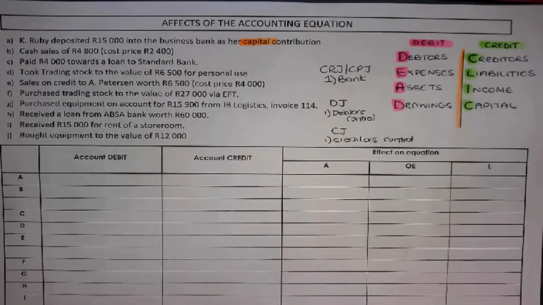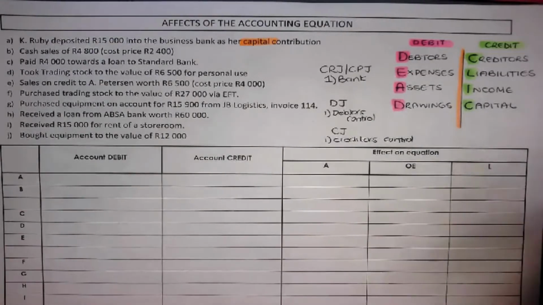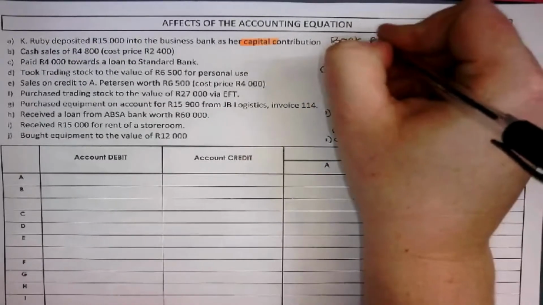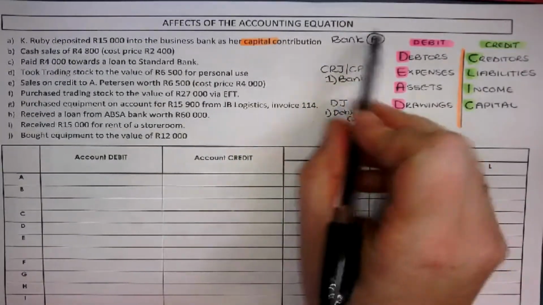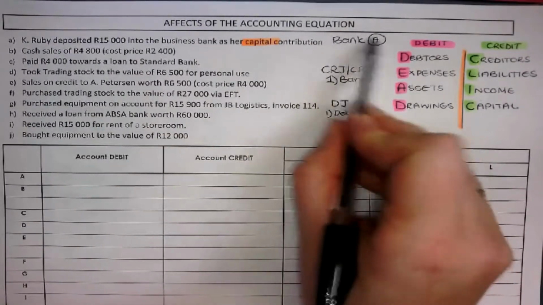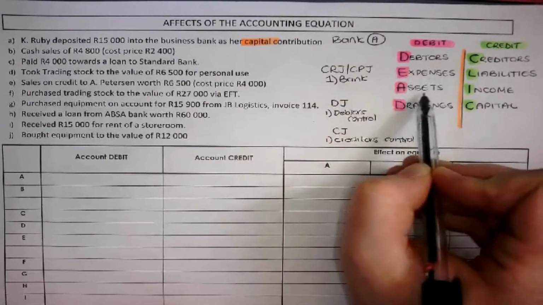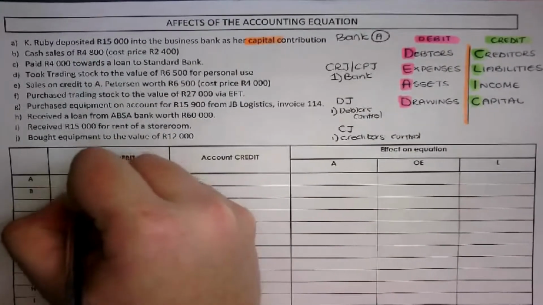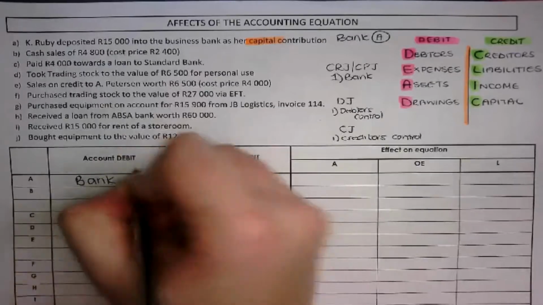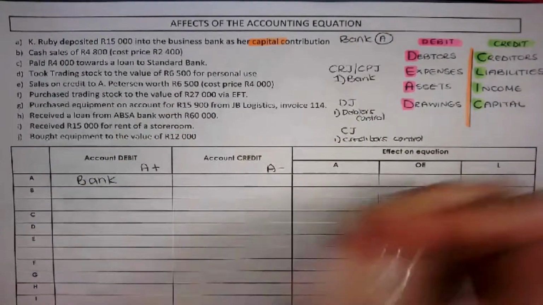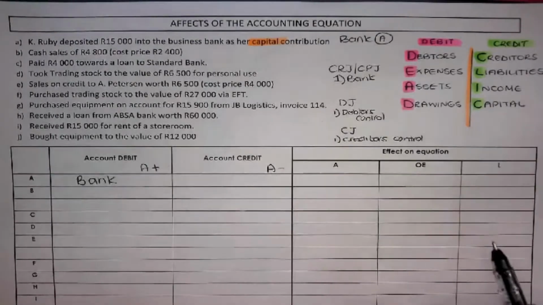Now you've got to ask yourself, is your bank, is your asset, remember bank is an asset, is your asset going up or down? Your asset is going up because the owner put money into the business. What side does your asset go up on? Up on the debit side. So over here we're going to write bank, because your assets increase on the debit side and decrease on the credit side. So jot these kind of things down when you're doing your assessment.